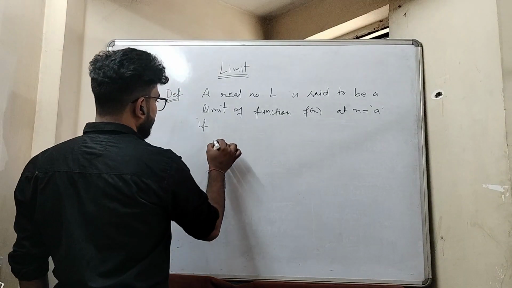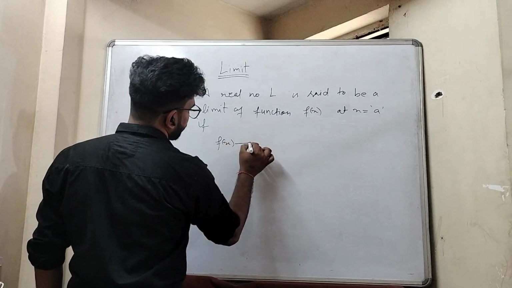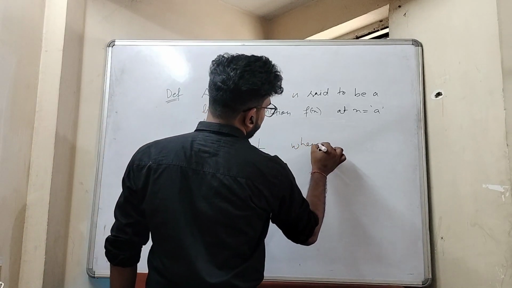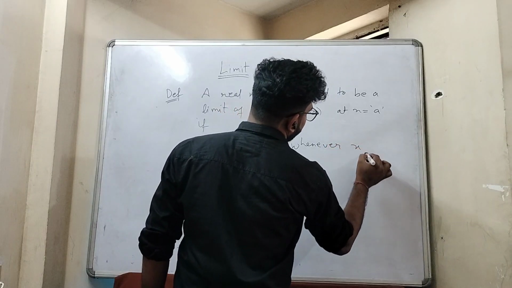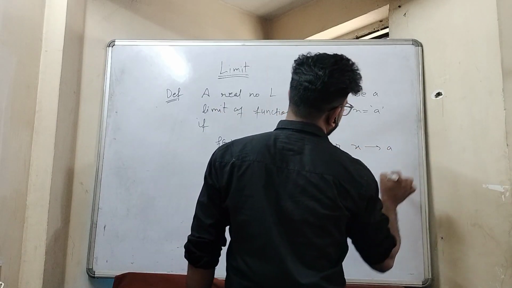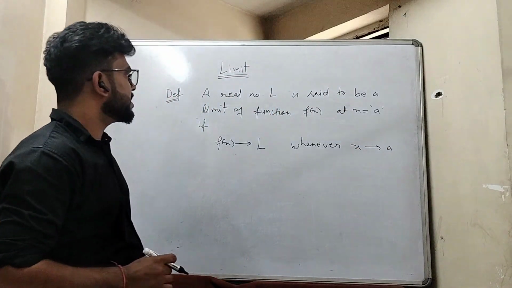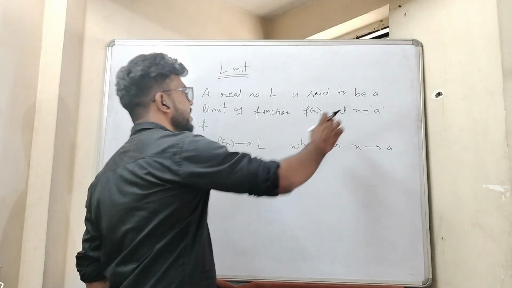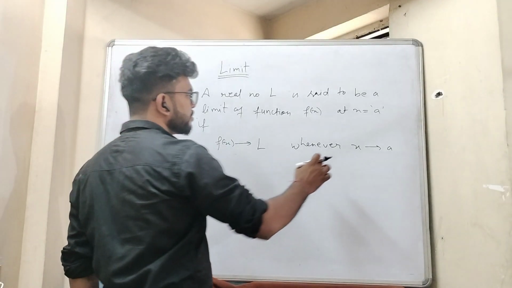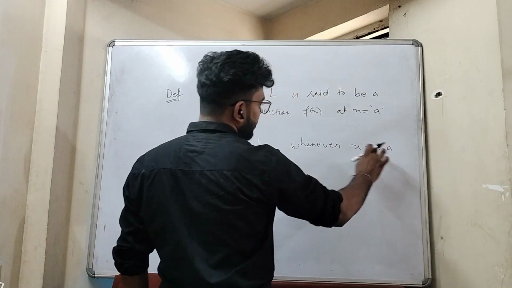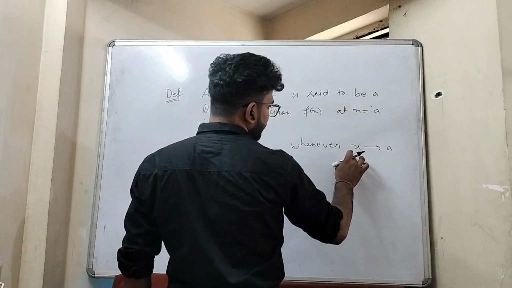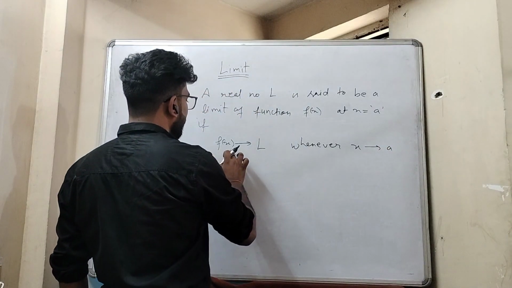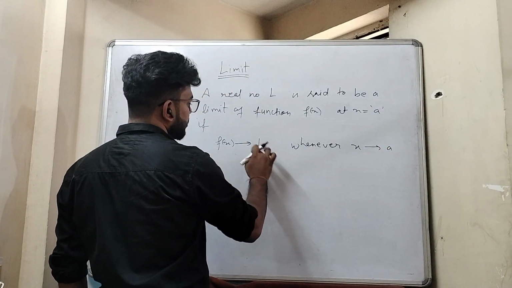And what is that? Your f of x approaches that point L whenever your x approaches point a. So any real number L is said to be the limit of the function at x equal to a, means whenever you are taking values near the point a, your function values are taking values near the point L.